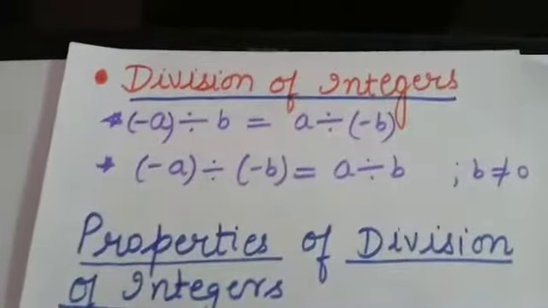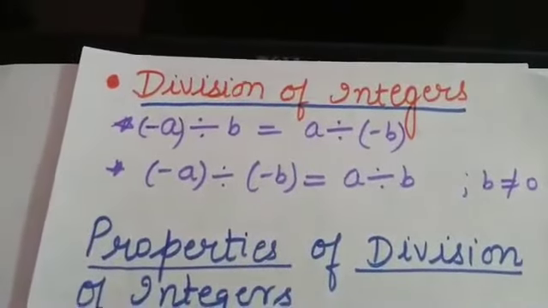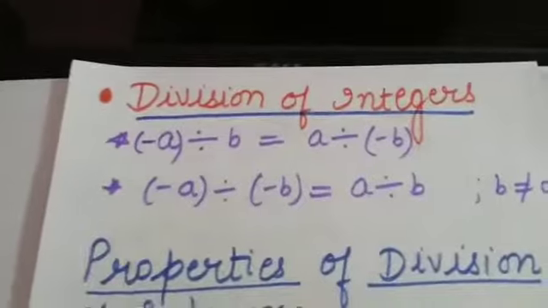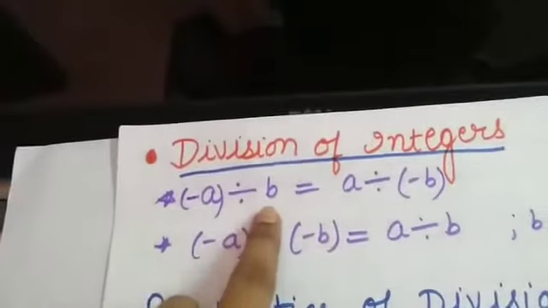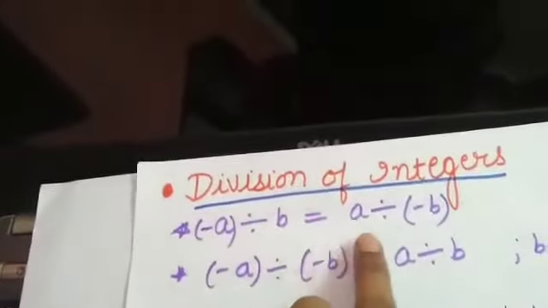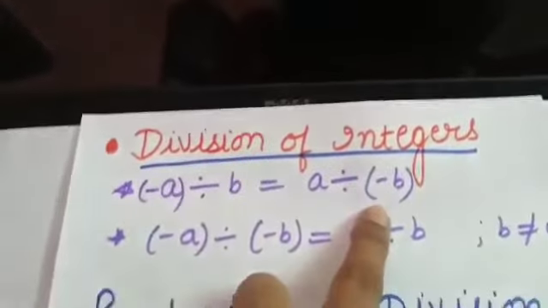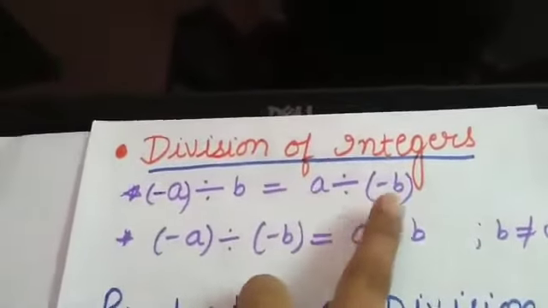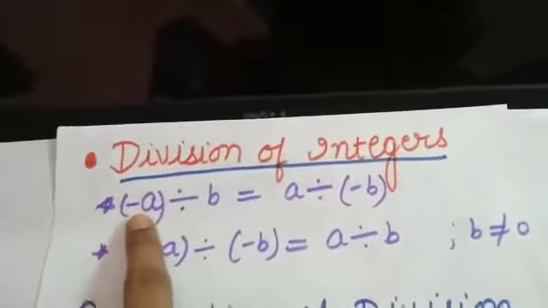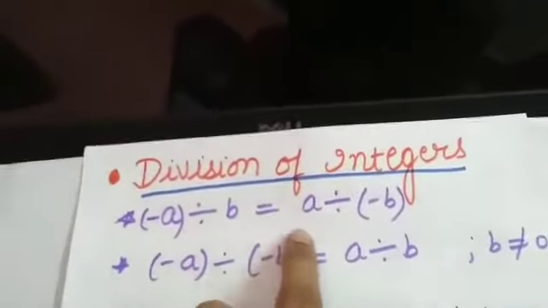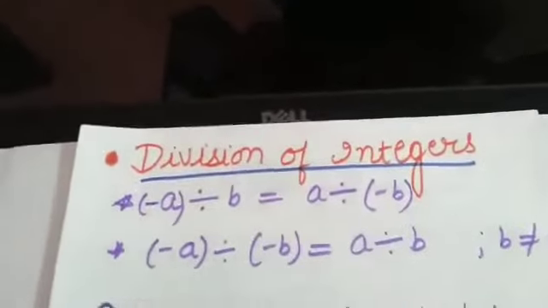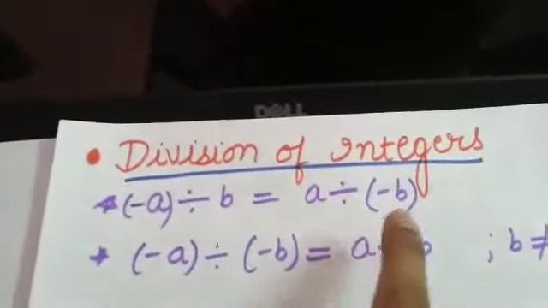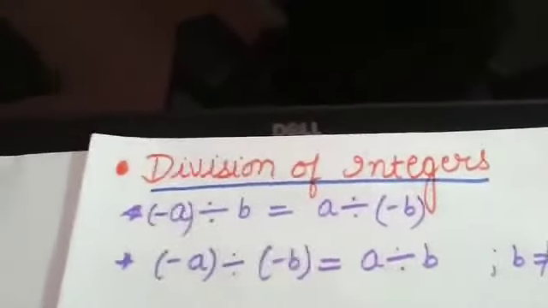We know that integers include negative numbers, 0, and positive numbers. So let us come to the first point. Whenever you are dividing one negative and one positive integer, or you can say, whenever you are dividing one positive and one negative integer, the answer is always a negative integer. I am repeating it. Whenever you are dividing one negative and one positive integer, the answer remains the same, and that will be of negative sign.